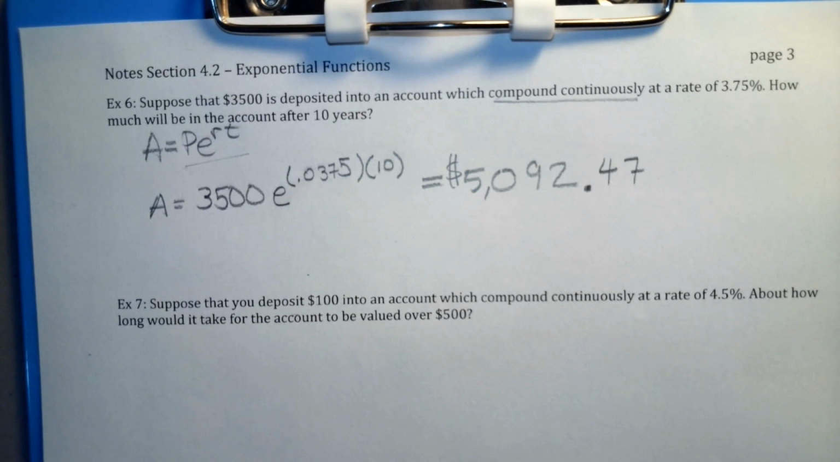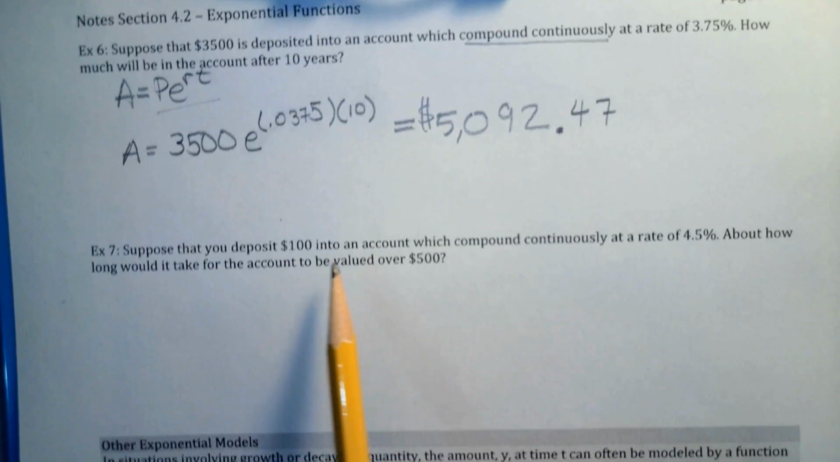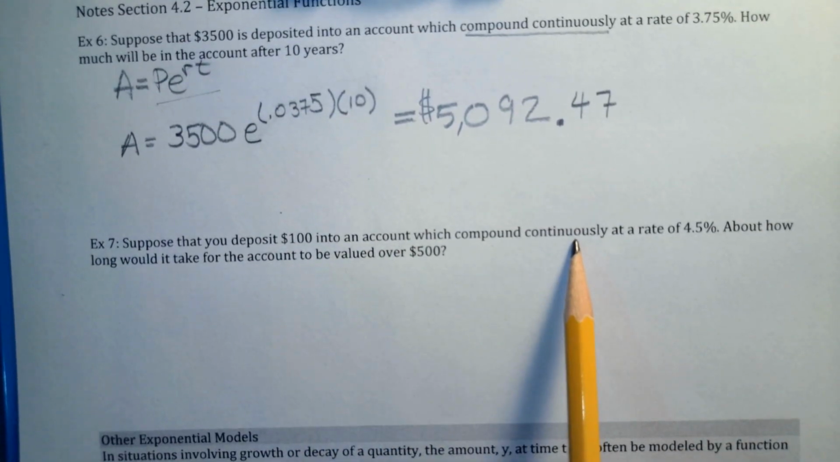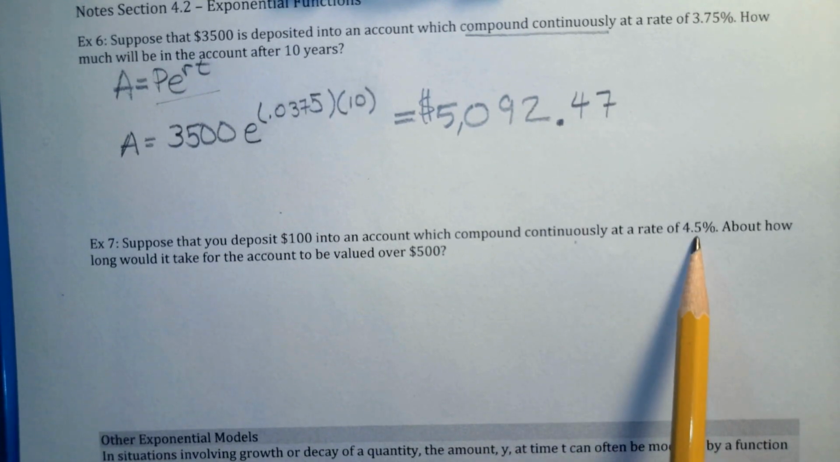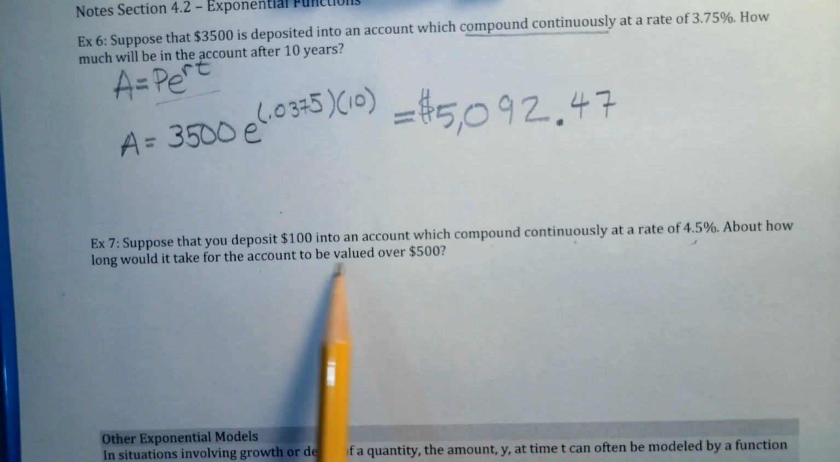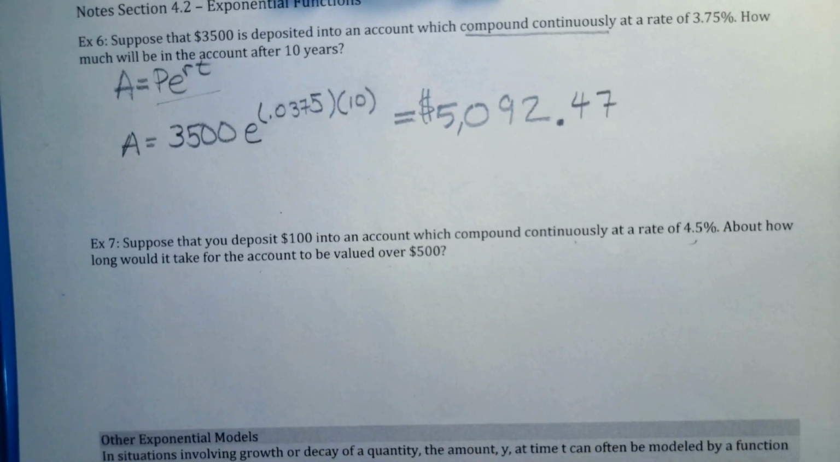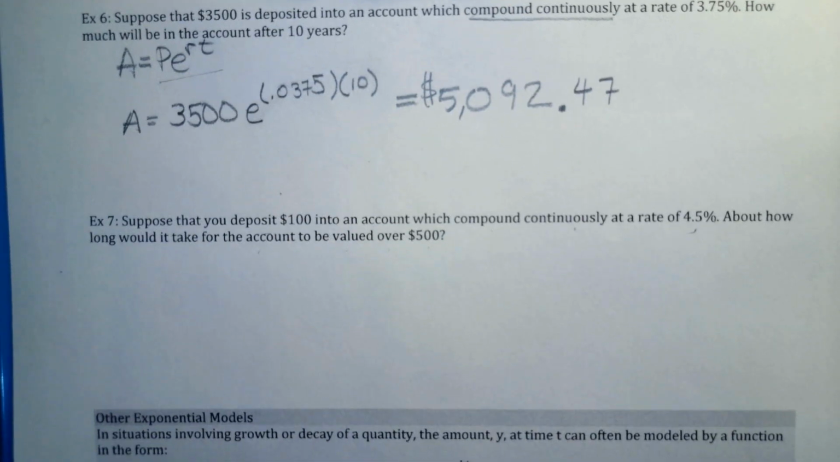Okay. Try the next one now. Suppose that you deposit $100 into an account which compounds continuously at a rate of 4.5%. About how long would it take the account to be valued at $5,000? All right, so set up that one. Let's just set it up and then we'll talk about it. So pause this video, write the equation, think about what it is we're looking for on this one.